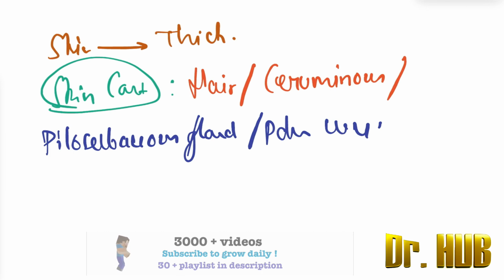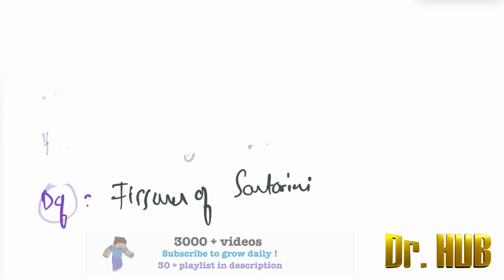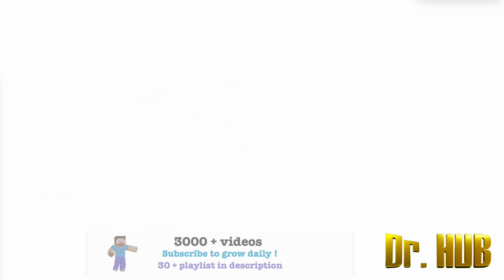So what is the deficiency? The deficiency lies in the fissures of Santorini. So this was about the cartilaginous part. Now let's look at the bony part.